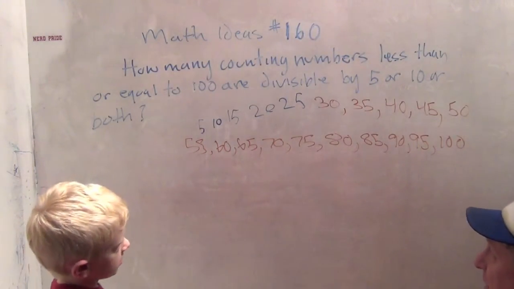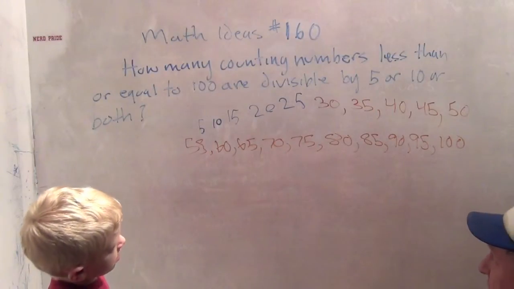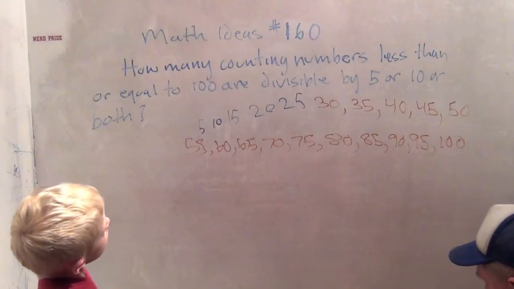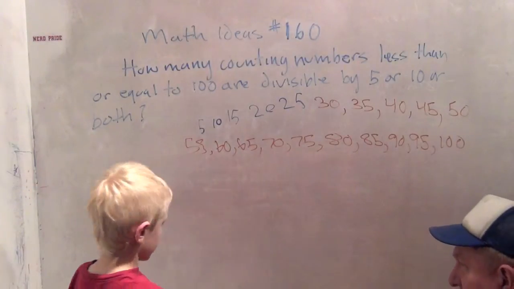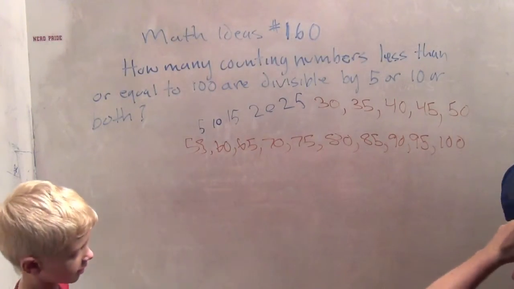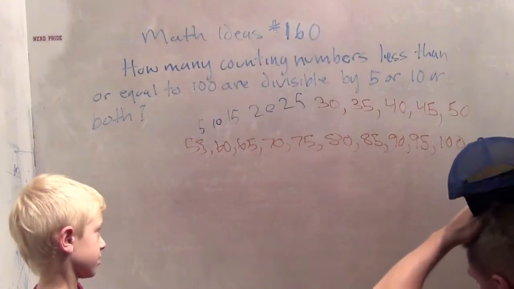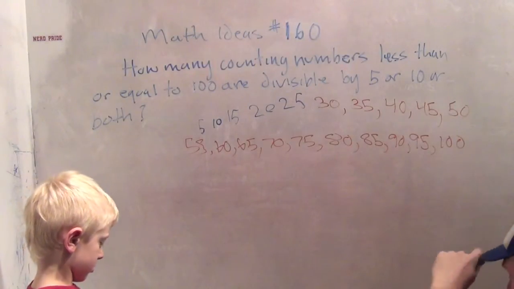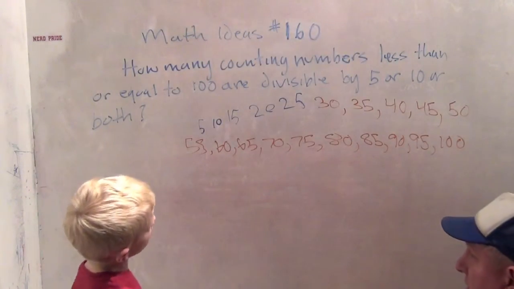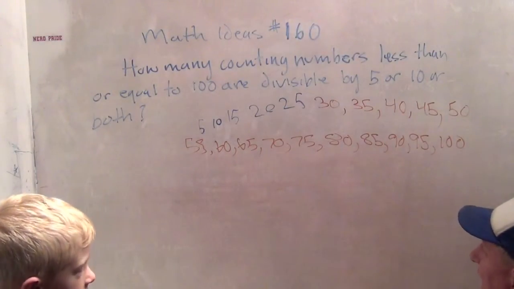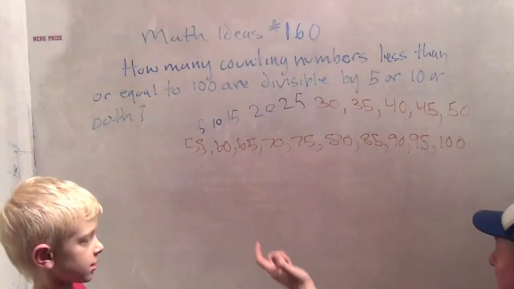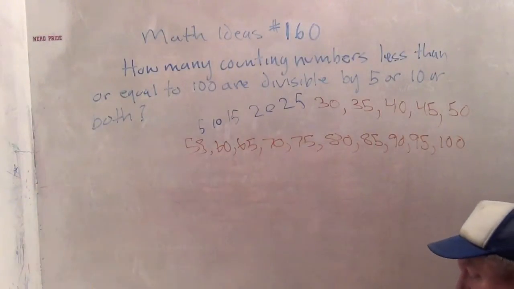Okay? Now, here's the tricky thing. What are the numbers that are divisible by 10? So if you had a bunch of dimes, what amounts of money could you make? 10, 20, 30, 40, 50, 60, 70, 80, 90, 100. Interesting. Do we need to write those numbers down? We already got 10, 20, 30, 40, 50, 60, 70, 80, 90, 100. We already wrote all the multiples of 10 down. That was kind of sneaky.